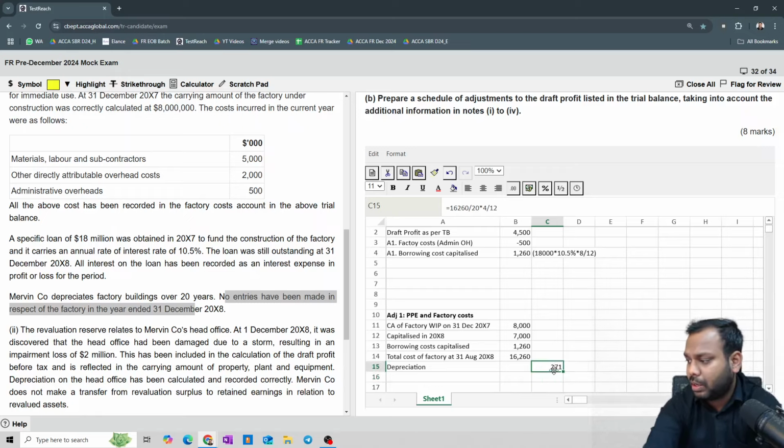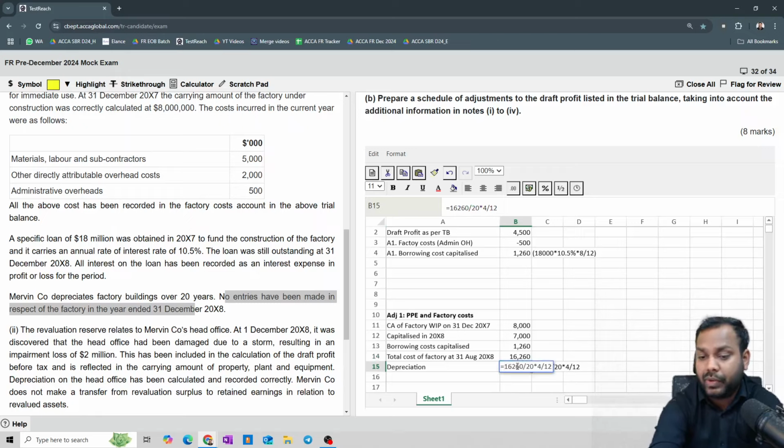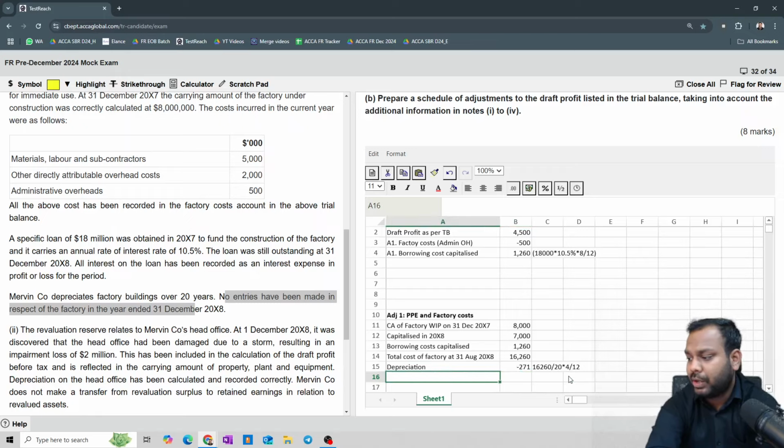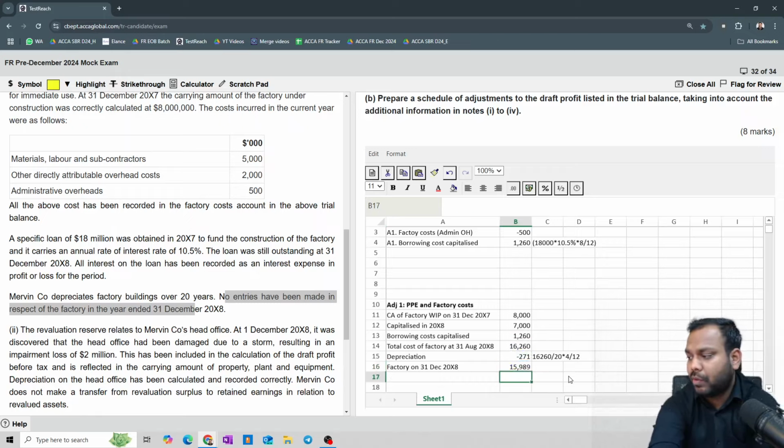Do one thing, copy. This is 271, and it should be a negative figure, since it is depreciation, so minus 271. What is the value of factory on 31 December 20x8? It will be this minus this, which is 15989. So this is the value of factory on 31st December 20x8.